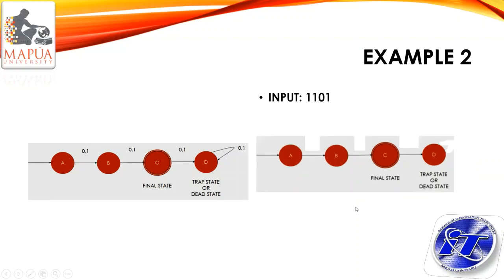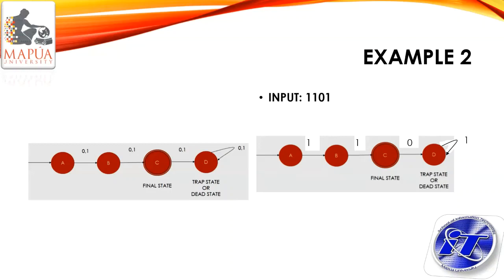Another example, 1, 1, 0, 1. So we have 1 from A to B, B to C with 1, and C to D with 0. After the third symbol, it will just loop within D. So for the fourth symbol, it loops within D, so it will stop in D, which is a trap state or a dead state. Therefore, 1, 1, 0, 1 is rejected. So this automaton is working for the language that we've stated.